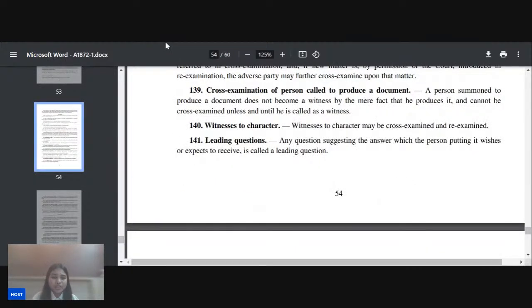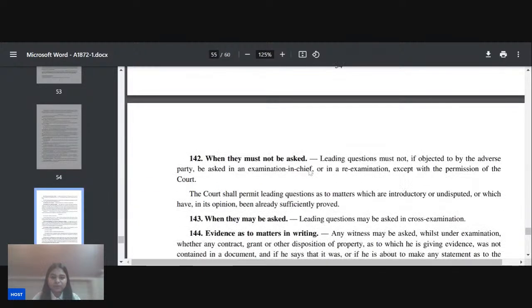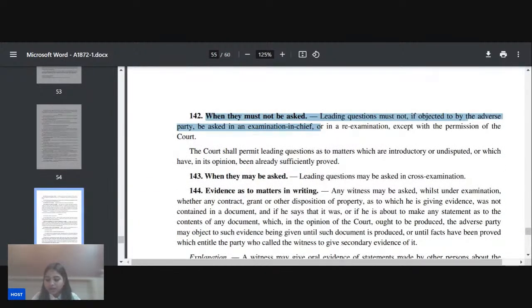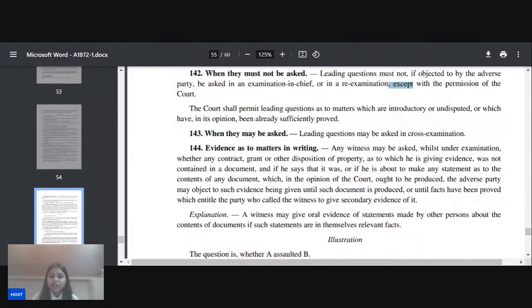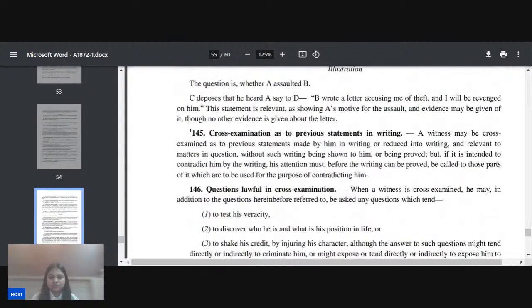141 talks about leading questions. Okay, it talks about leading questions. Now leading questions are those questions which, under 141, if you see, suggest the answer which the person who is putting it wishes to receive. So you want to receive this answer only, so you are putting up a question which will suggest that answer only, so that is a leading question. Okay, when will leading questions not be asked, students? Leading questions should not, if objected to by the adverse party, be asked in examination in chief or in re-examination except with the permission of the court, right. And when will they be asked? Leading questions can be asked in cross examination, right.